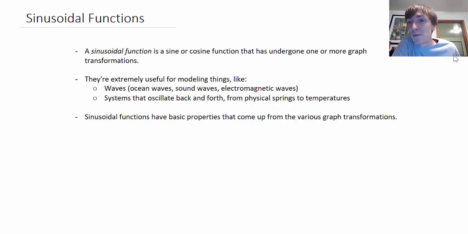Well, waves are a big important example. And we use these functions for everything from ocean waves to sound waves to electromagnetic waves. Waves are everywhere. But also just any system that oscillates back and forth. So something like a spring in physics to things like temperatures throughout the course of the day or even the course of the year. So sinusoidal functions have basic properties we're going to want to know about, and they come from these graph transformations that we're doing to them. All right, let's get started.